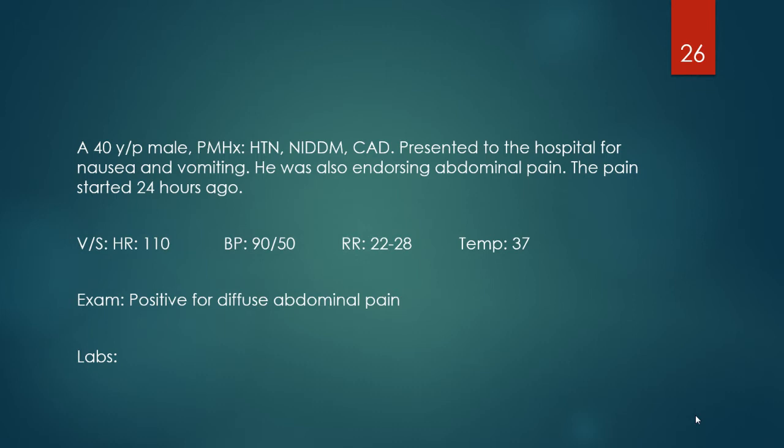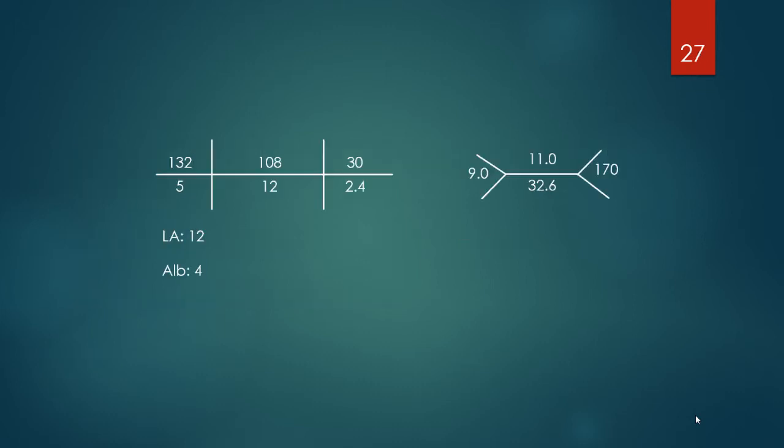40-year-old male, hypertensive, type 2 diabetic, with coronary disease, presented to the hospital for nausea and vomiting. He was also endorsing abdominal pain. The pain started 24 hours ago. These are his vitals: tachycardic at 110, hypotensive at 90/50, tachypneic 22 to 28, normal temperature. The only positive thing in his exam is diffuse abdominal pain. And these are his labs. As we see, he has severe acidosis, AKI, a little bit of anemia, lactate of 12, and normal albumin.